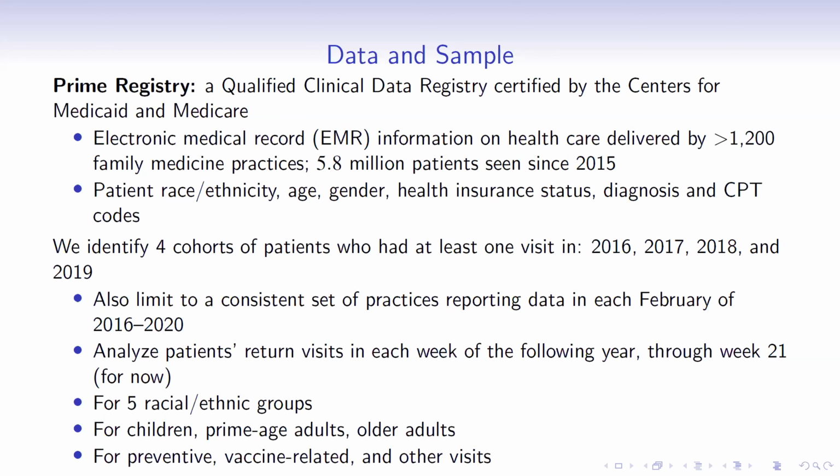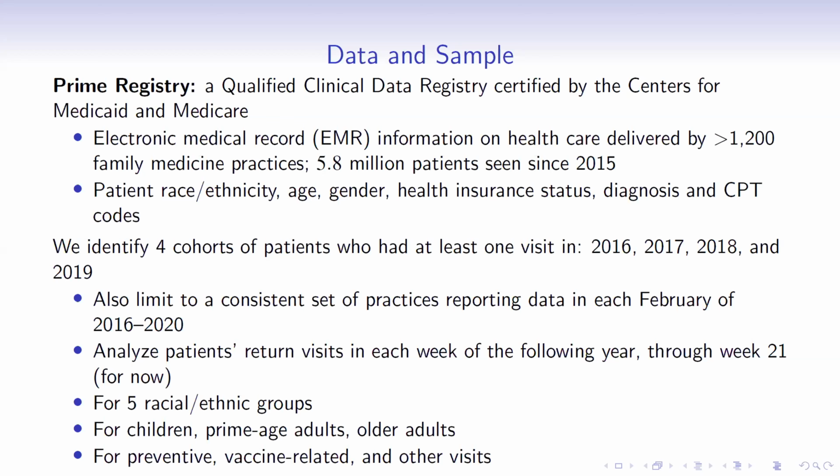where we define our cohorts by those who had at least 1 visit in 2016. The second cohort is patients who had at least 1 visit in 2017, then those who had at least 1 visit in 2018, and those who had at least 1 visit in 2019. Okay, so these are patients essentially who have some contact with the clinics that are in our data. And then what we're going to look at is what happens to their likelihood of returning for another visit in the following year, specifically in each week of the following year.